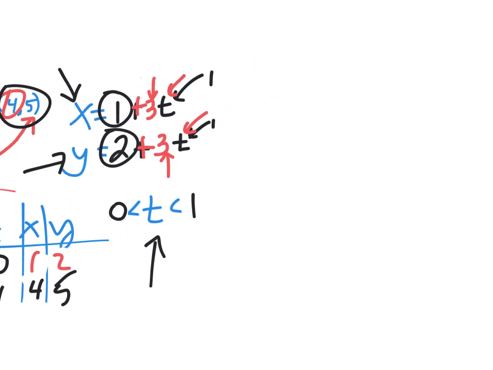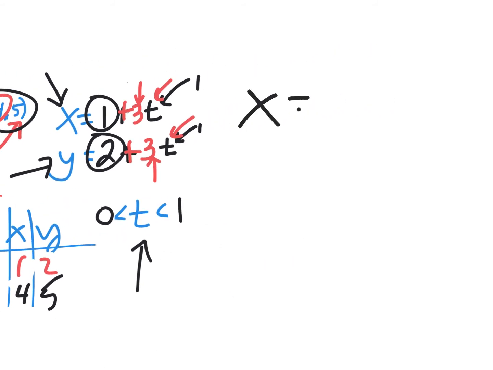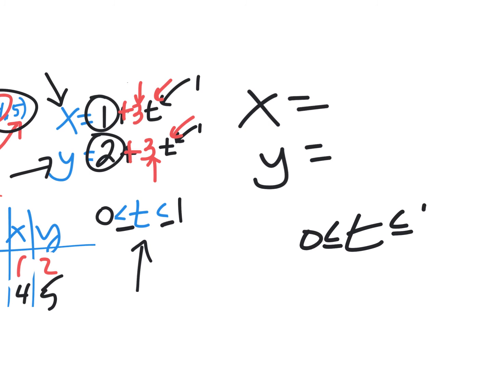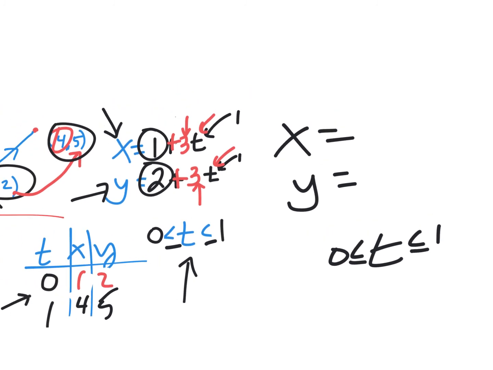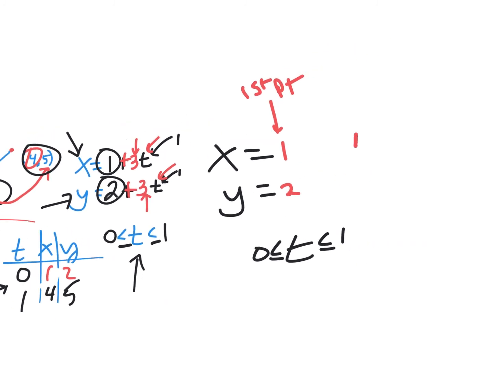So if I was going to summarize this, I'd say you always write x equals and y equals, and you always have t. And I'd always put it between, and I should have had or equal there, sorry, 0 and 1. Then you always put the first point right here. And that's the first point. You always have a t here.